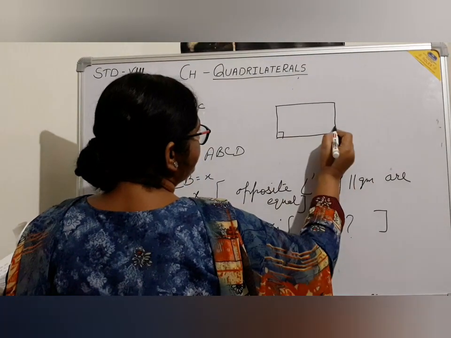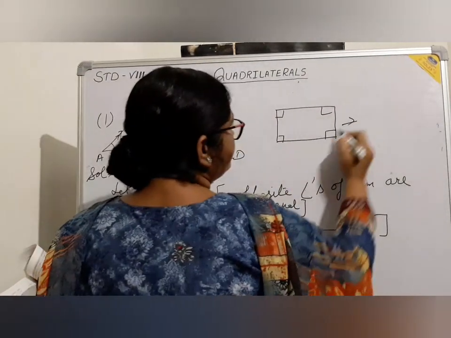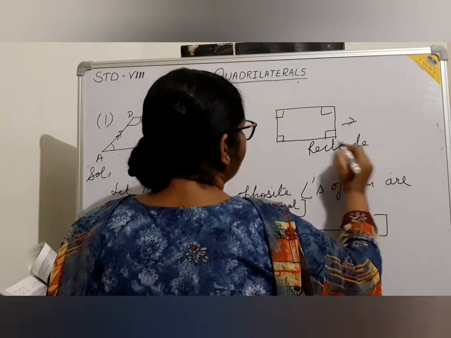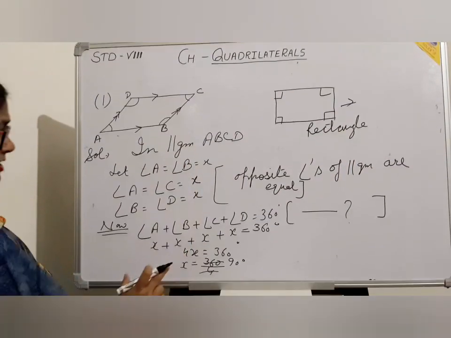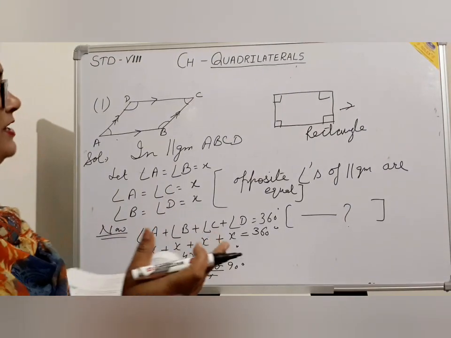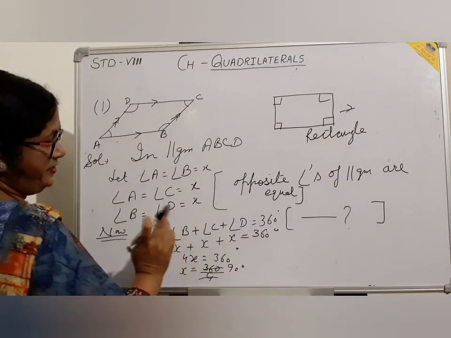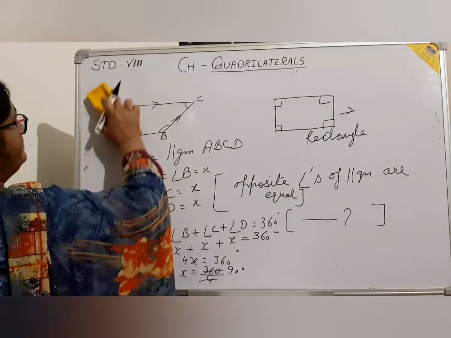90 degrees. Means this is a rectangle, because the first question is to find the measure of all angles. Clear? All angles will be 90 degrees. And what is the name of the parallelogram? The name of the parallelogram is rectangle because each angle is 90 degrees. Now second sum.